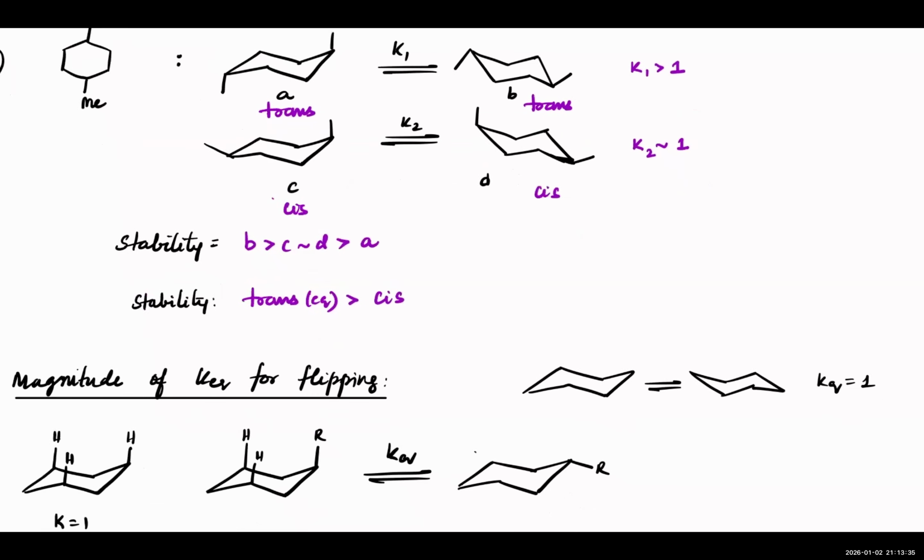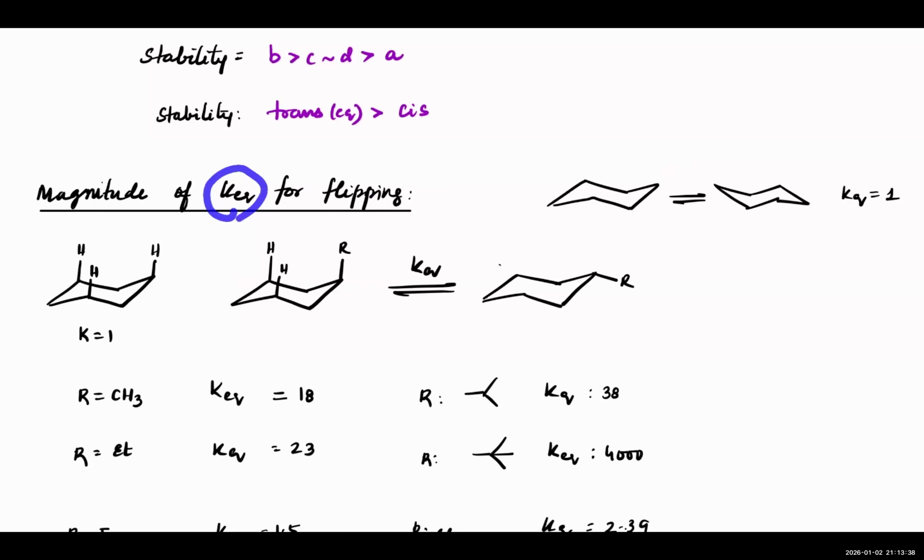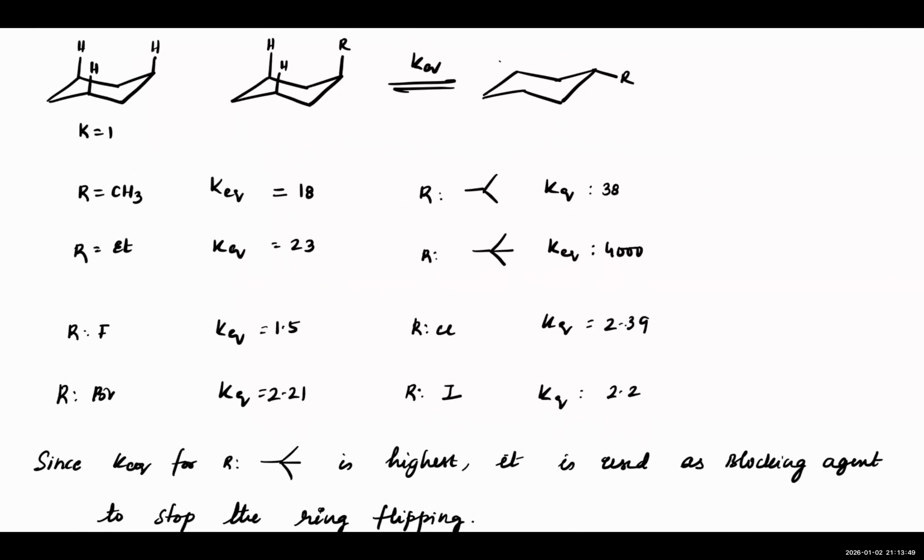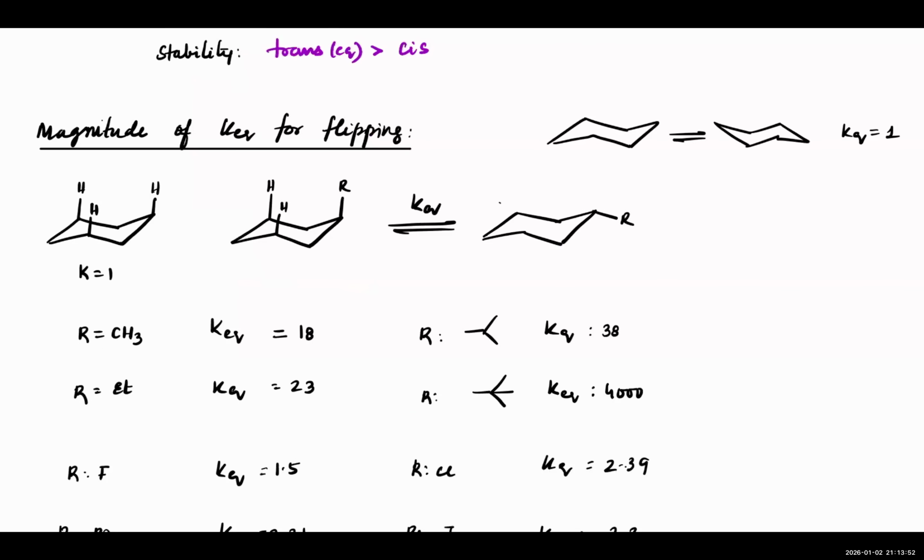And see, the magnitude of K equilibrium decides whether the flipping will happen more frequently or less frequently, or it will not happen at all. For a simple cyclohexane, if K is 1 in its flipping, and if I take any R group here, once axial, once equatorial, and now I'm comparing this K equilibrium with your cyclohexane part, then relatively how much is the K equilibrium value?